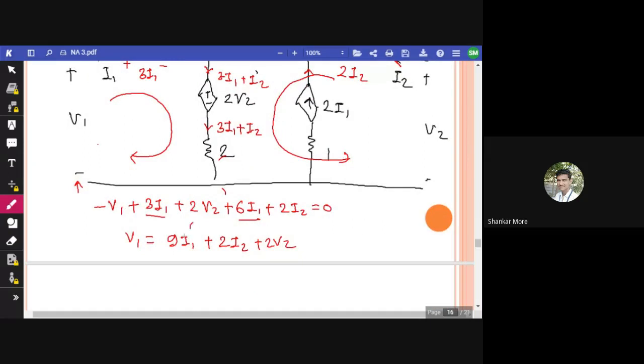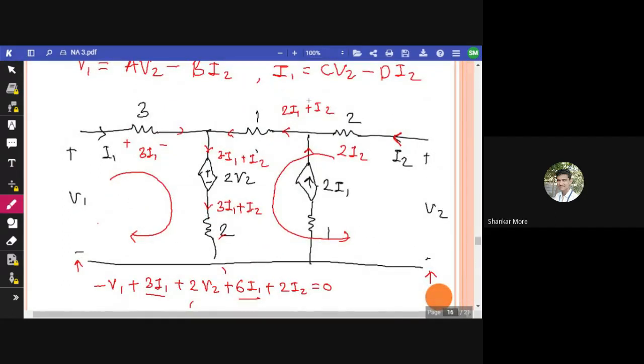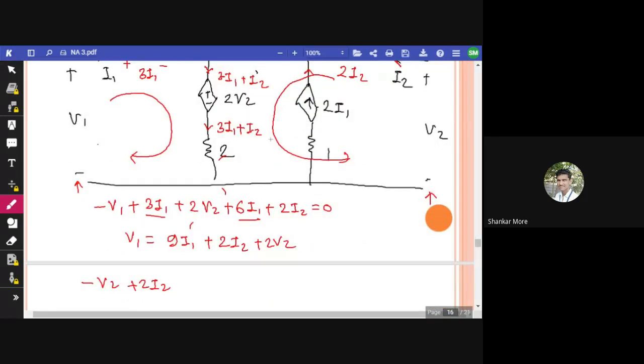Let me just write it. Minus V2. I'm starting from here. Then we have 2I2, that is this one. Then we have 2I2, sorry, 2(I1 plus I2), this one. Now I'm applying KVL to this outer loop, not this inner loop. Okay. I'm applying KVL here. So I have to consider this voltage. So it is 2(I1 plus I2).